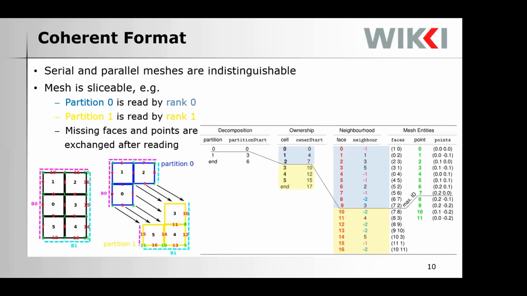Okay, I see. I see what you mean. Yeah, there will be some information missing on the procs above, and for globally shared points also for the procs below. But you will know which processor you need to talk to get this information.